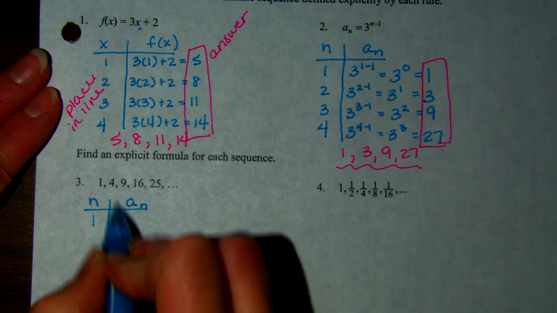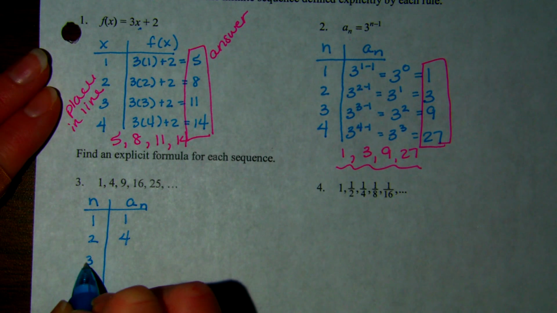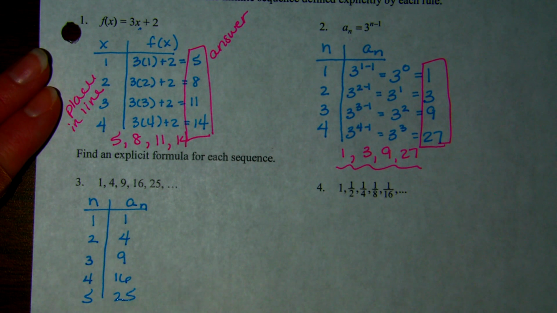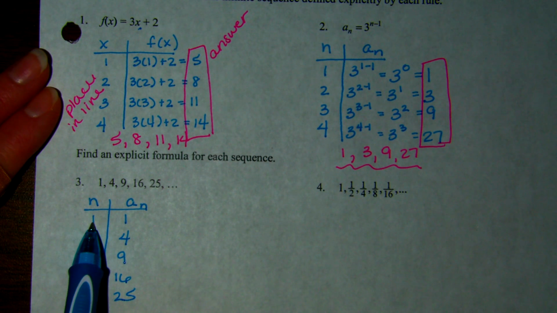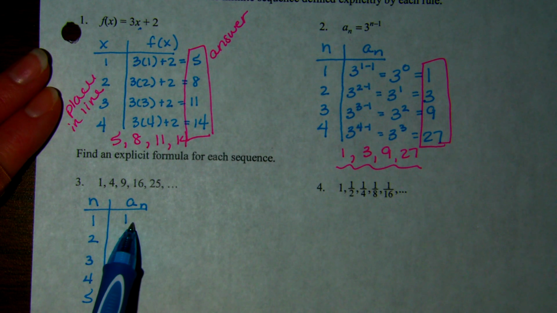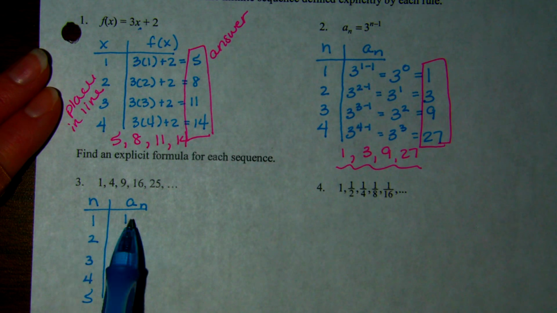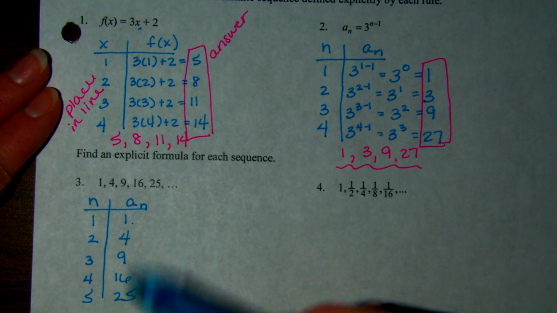So my first position is 1, my second position is 4, my third position is 9, my fourth position is 16, and my fifth position is 25. And then we're looking for a relationship between the position and the term. And when you've put them in the table, sometimes it's easier to see that relationship. So in this case, 1, 1, 2, 4, 3, 9, 4, 16, 5, 25. You guys should see that relationship right there.